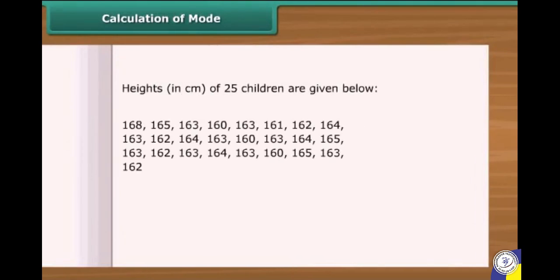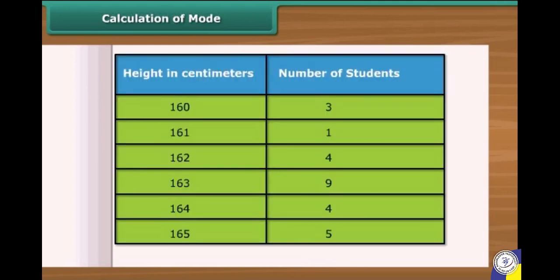Look at this data. It shows the height of 25 children in a class. Let us find out the mode of their heights. It's quite easy. First, put the numbers in order and put them in a tabular form. Then count how many of each number. See, 163 appears 9 times, so the mode of the children's height is 163.